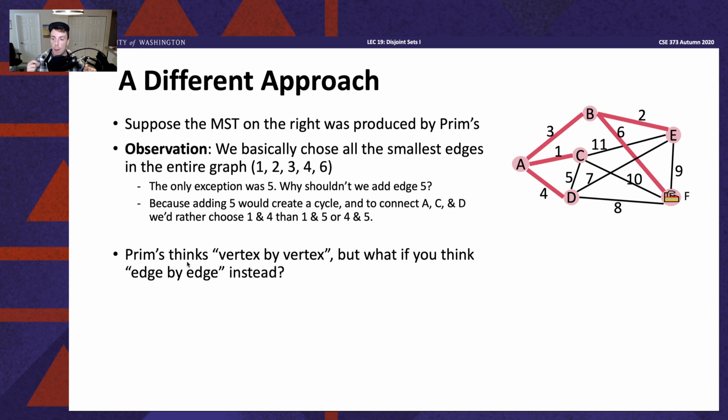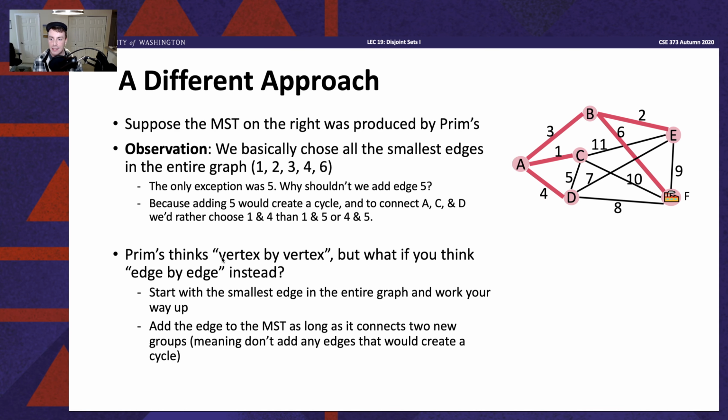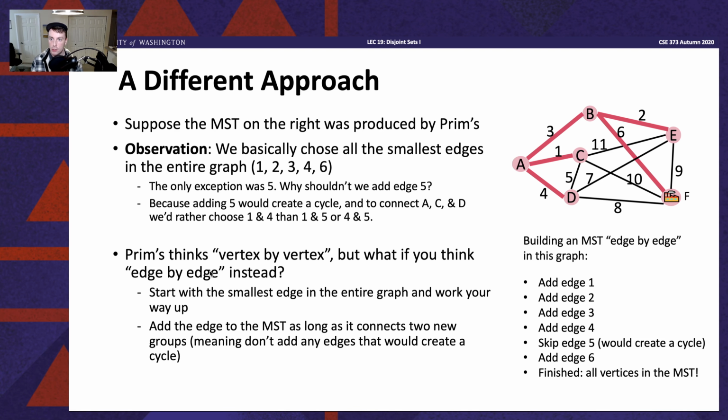Prim's algorithm operates vertex by vertex. You start at some source vertex and iterate outwards, always finding another vertex to add to your minimum spanning tree so far. But here we're going to start thinking more edge by edge, trying to find the smallest edge in the whole graph and including that. So we always are going to add edges to our minimum spanning tree as long as it doesn't create a cycle.